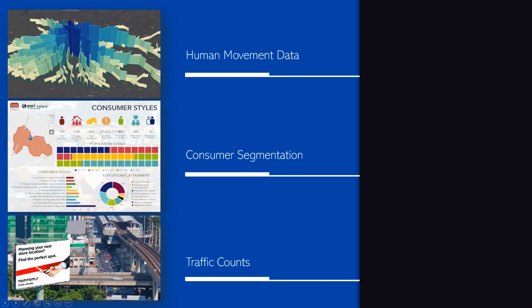And then finally, down to our last one here, going to be traffic counts. So this is data on number and speed of vehicles. So again, similar to that human movement, we're seeing where there might be more cars driving by. So it might be a more opportune spot or site for a new location.